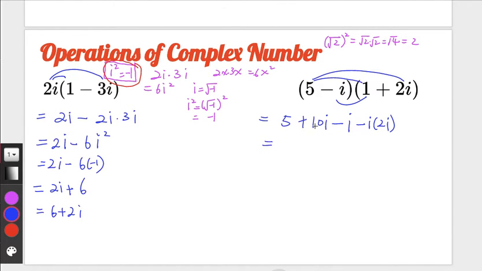Okay, now let's continue. So 5 plus 10i minus i. We're going to simplify the last part later. We don't see any other constant number here, so I'm going to copy down 5. 10i minus an invisible 1i here is going to be 9i. And then let's deal with this one. -i times 2i. So the last part is going to be -2i times i, which is -2i squared. But remember, i squared is what? Yes, you're right. i squared is -1.